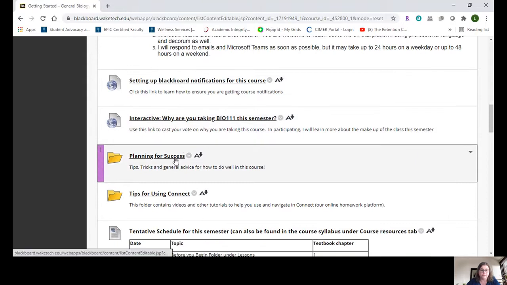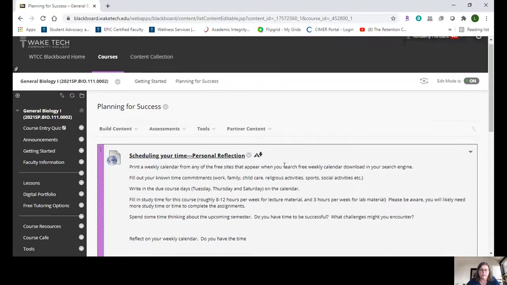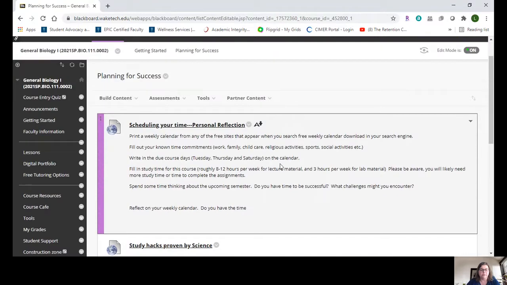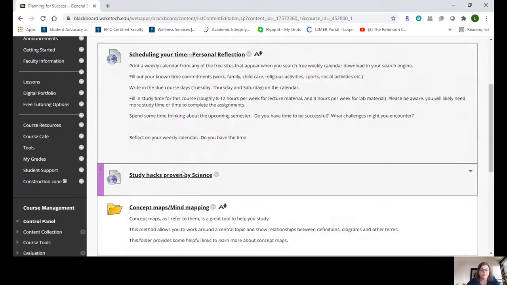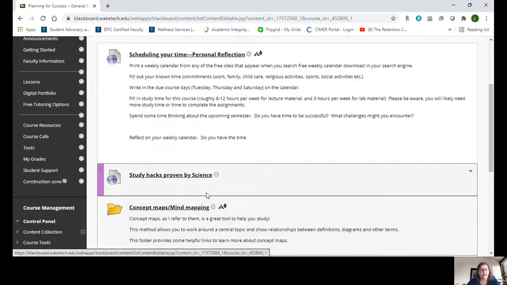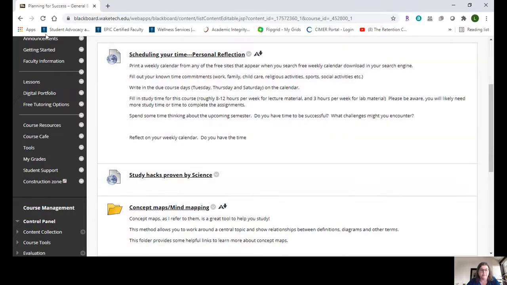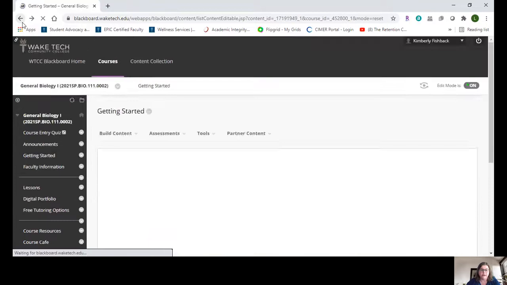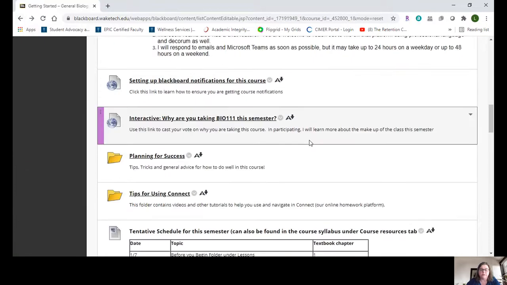I've got some general strategies for planning for success. So things about scheduling your time. We find that students, although they have the best of intentions, sometimes overschedule themselves. And then some different study hacks and some information on concept maps. I really like to use concept maps as a learning tool. And so when students are struggling, I will direct them to that folder.